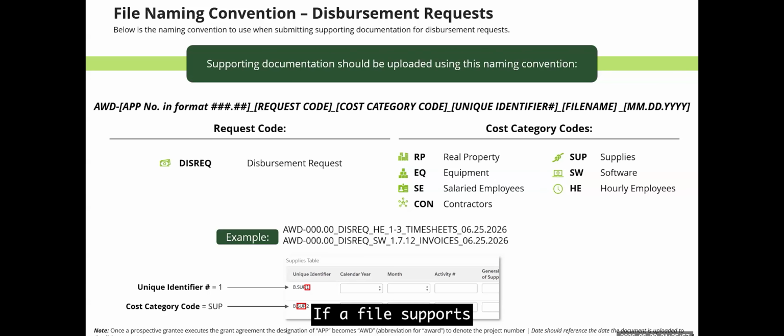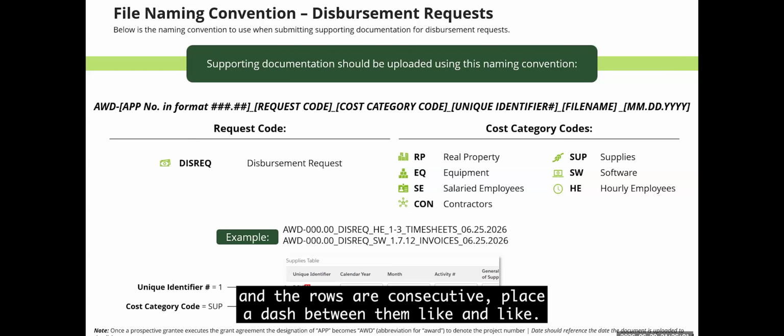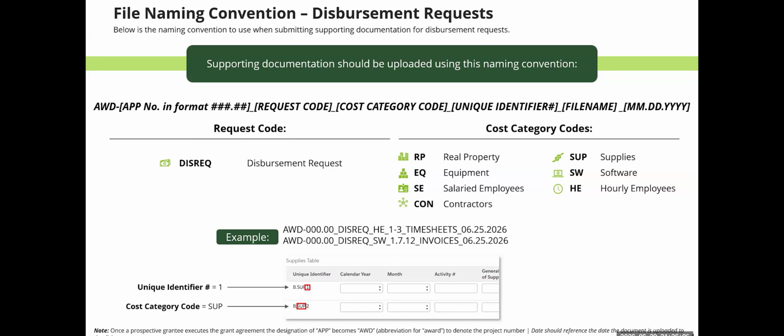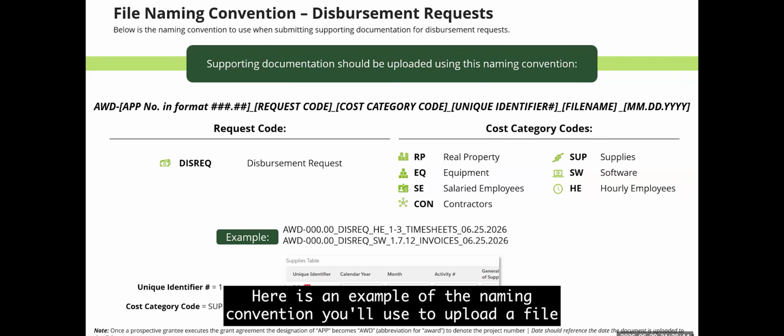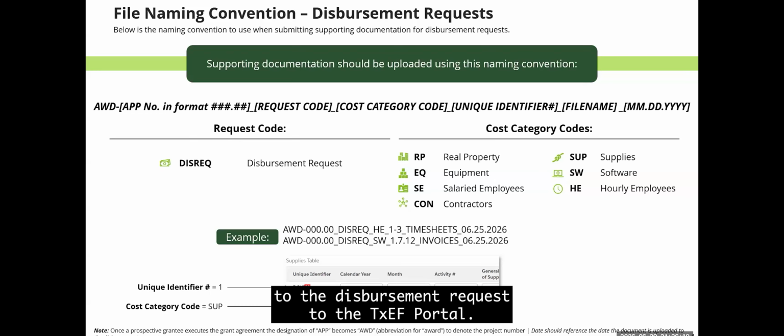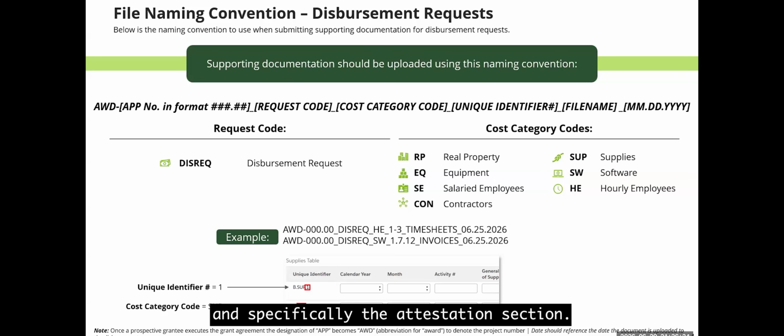If a file supports or corresponds to more than one row of the table and the rows are consecutive, place a dash between them like in example 1. If the rows are non-consecutive, place periods between them, like in example 2. Here is an example of the naming convention you'll use to upload a file to the disbursement request in the TxEF portal. Let's now move back to the form and specifically the attestation section.